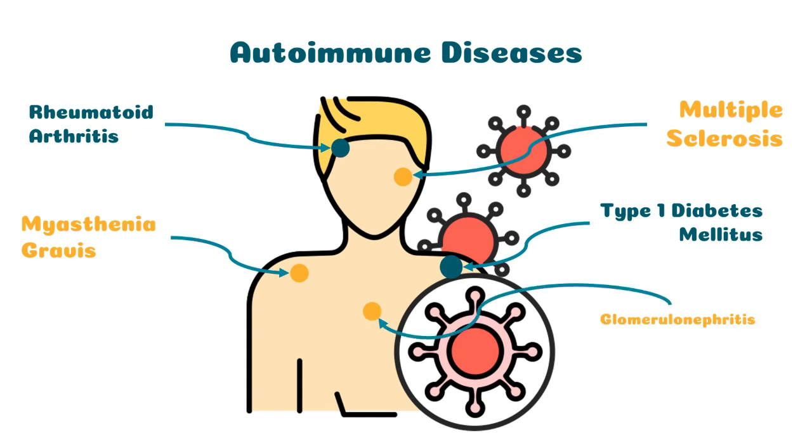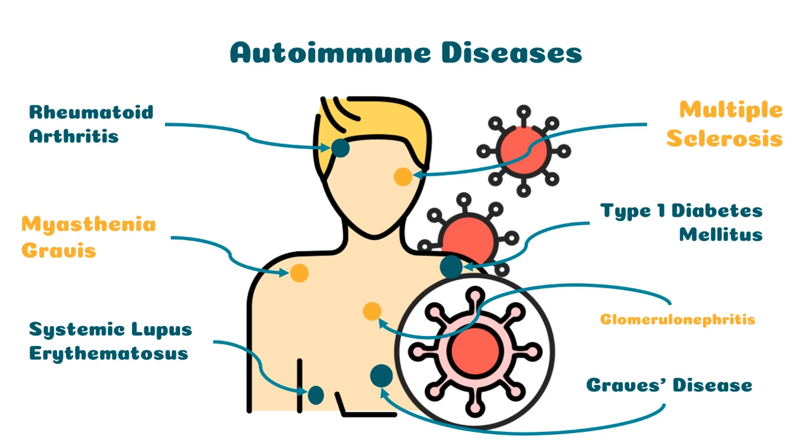We also have glomerulonephritis, which results in renal impairment as the kidney's filtration membrane is damaged. We have systemic lupus erythematosus, in which the disease might affect mainly the kidney, heart, lungs, and skin. And last, we have Graves' disease, in which antibodies are produced that stimulate the thyroid gland to produce an excessive amount of thyroxine.